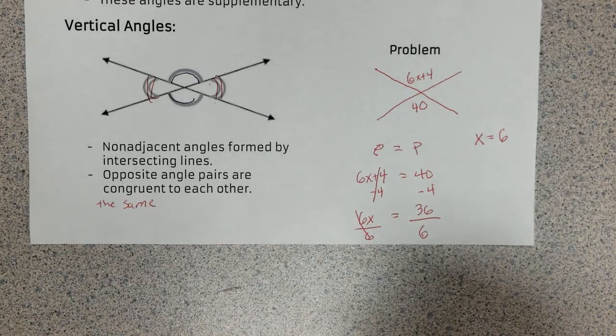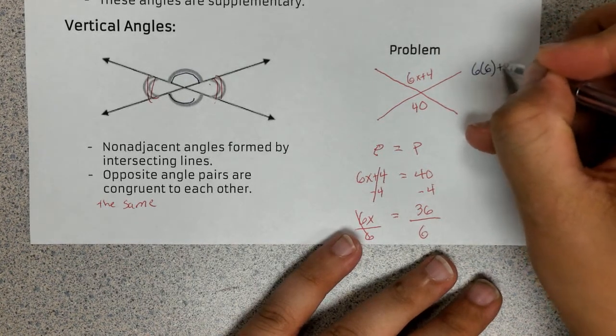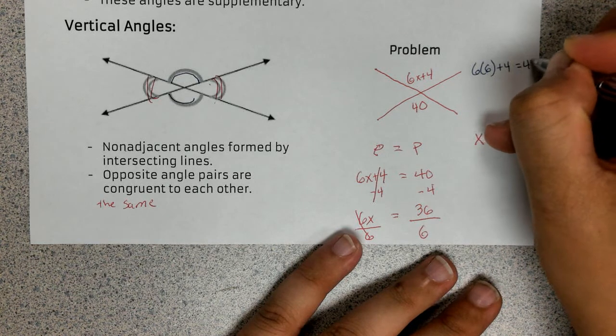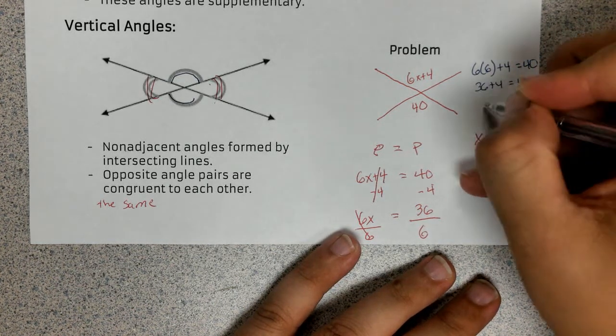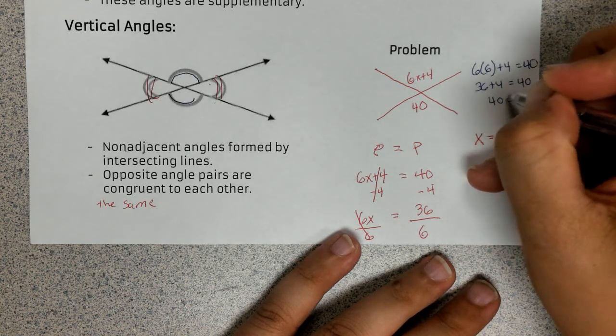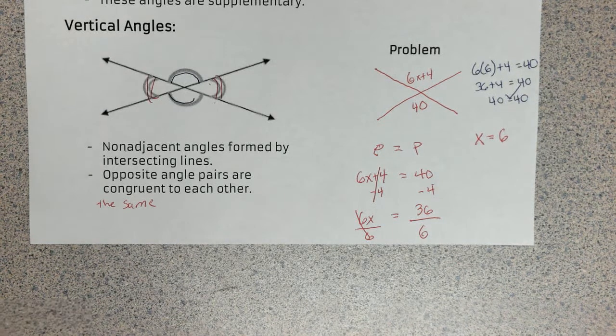We can check it by plugging it into 6x plus 4. So 6 times 6 plus 4 should equal 40. And so I have 36 plus 4 equals 40, and 40 equals 40. So I can confirm that my answer is correct. And that is how you use vertical angles to solve problems.